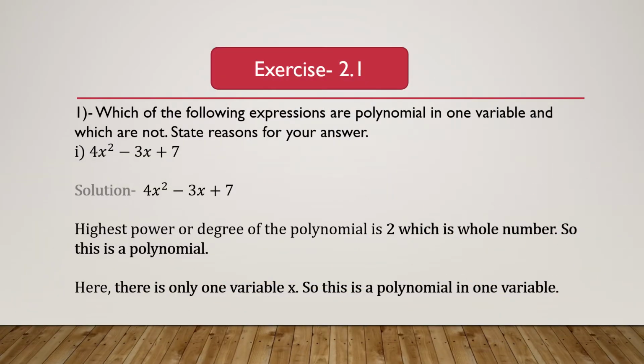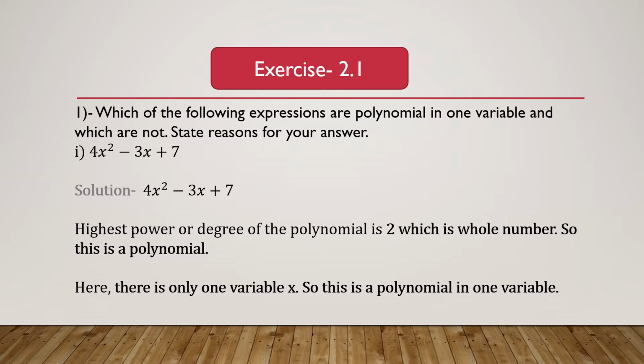Now we will solve the first question. The first question given is: which of the following expressions are polynomials in one variable and which are not? State reasons for your answer. First part given is 4x square minus 3x plus 7.